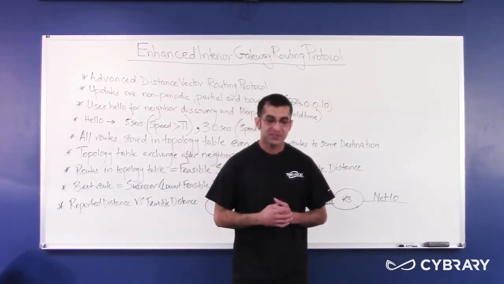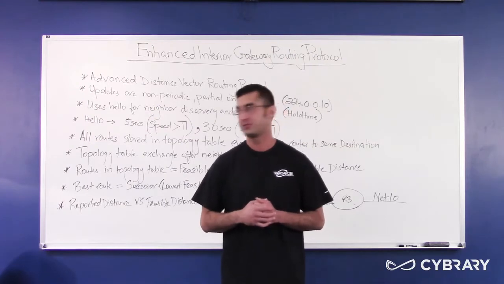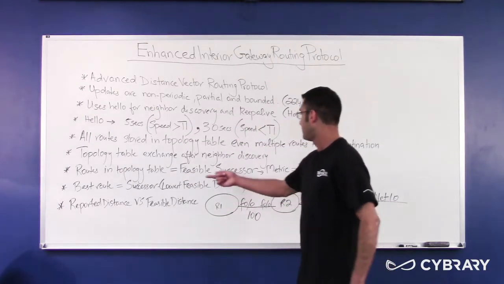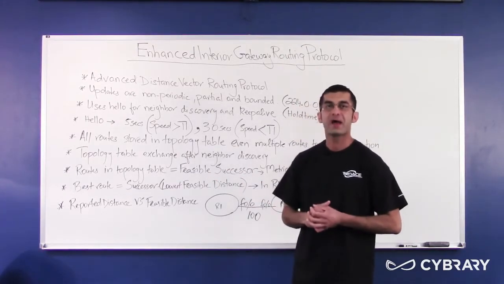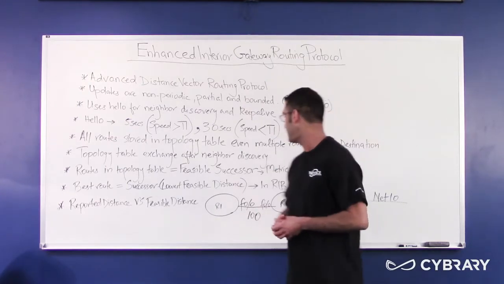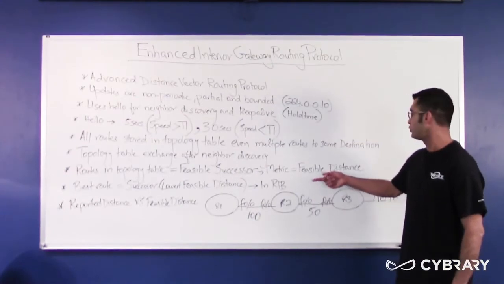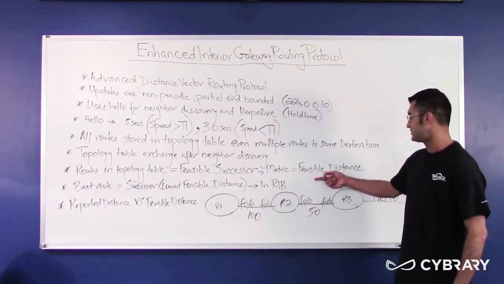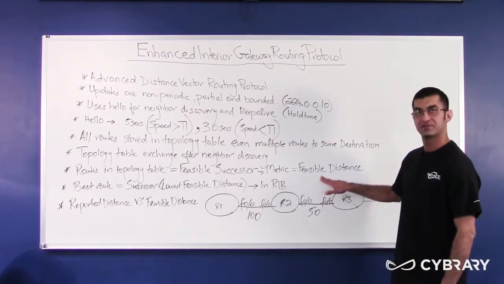Now, as these routes sit in the topology table, they are called feasible successor routes. Each one of these routes has an associated metric, and the metric for EIGRP is called the feasible distance. I will go into more about how the metric for EIGRP works in about 5 minutes. But the metric for EIGRP is called feasible distance.